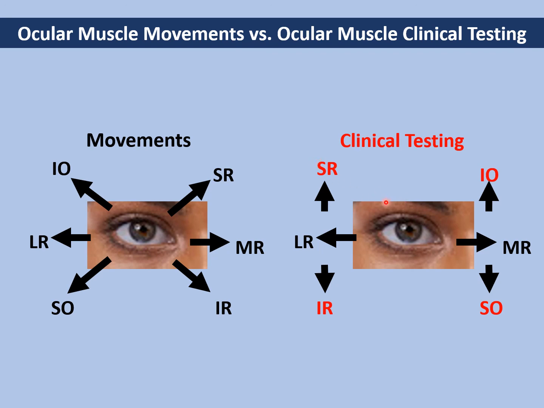The superior rectus. We would need to instruct the patient to avert the gaze laterally and then up in order to test the superior rectus. Likewise, for the superior oblique, we would have to instruct our patient to avert their gaze medially and then to depress the gaze in order to test the superior oblique.